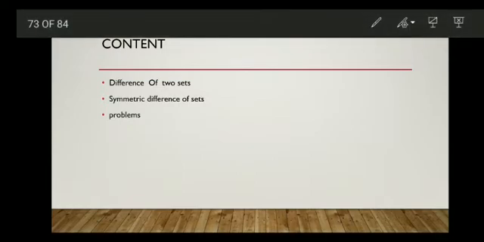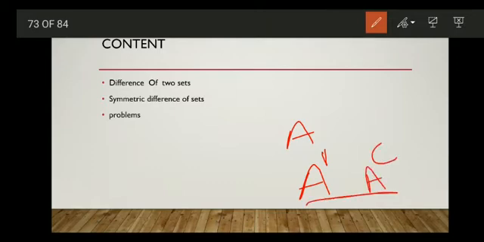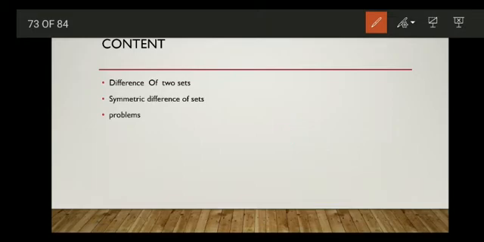If a set A is given, the complement of a set A is denoted by A dash or A to the power C, and the complement of a set A is the collection of elements other than the elements of set A. Right. Using a Venn diagram, we'll recall what is complement.